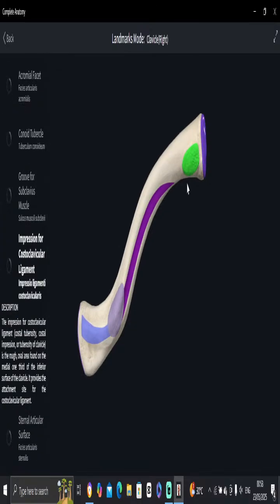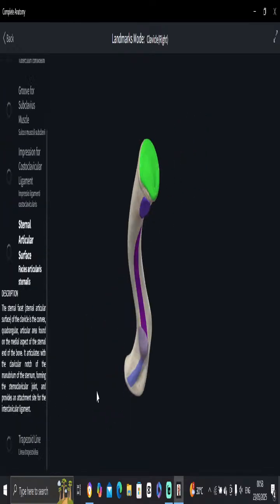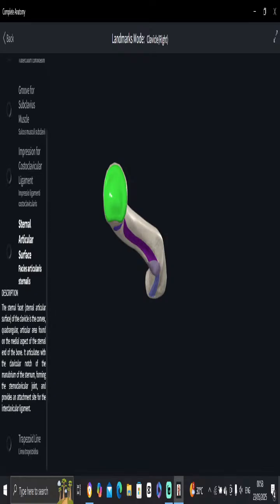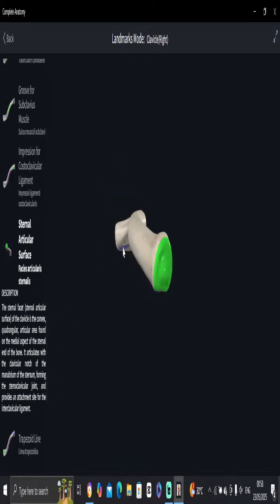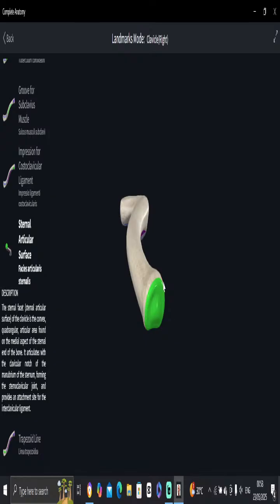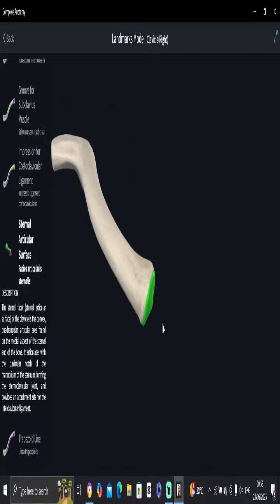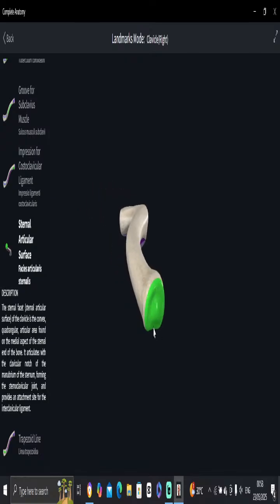There's an impression here for the costoclavicular ligament, which inserts to the costal cartilage of the first ribs. Then there's the articulating surface for the sternum. This portion is covered by hyaline cartilage and forms part of the sternoclavicular joint.